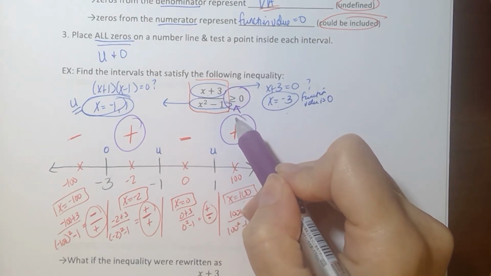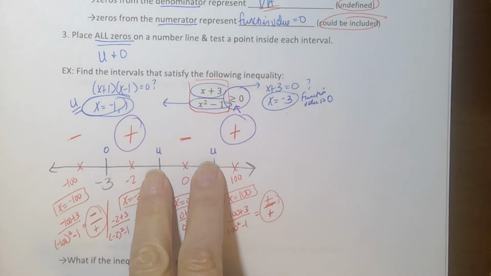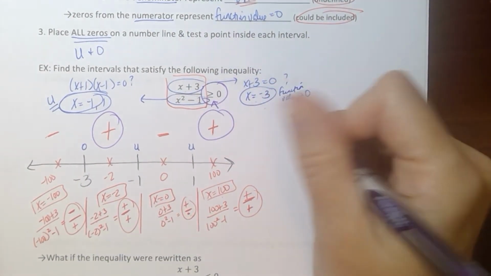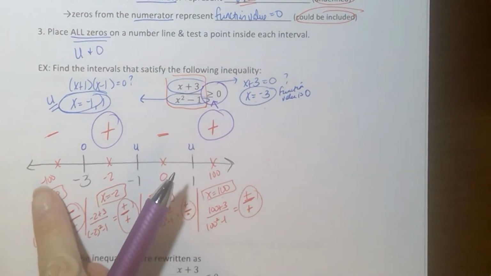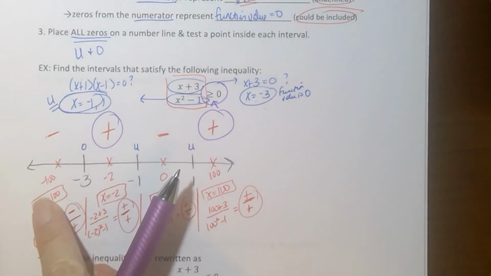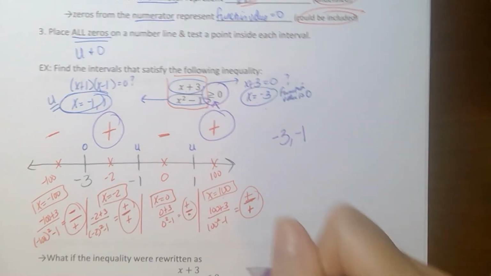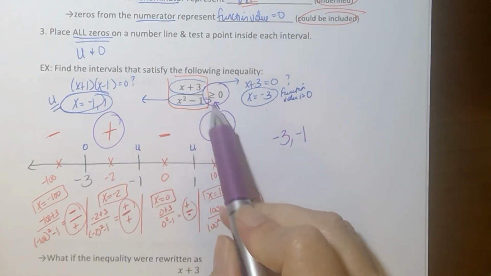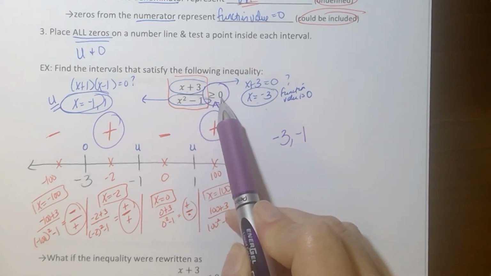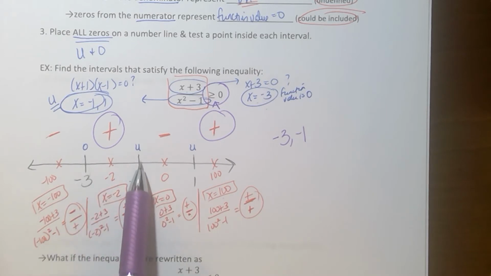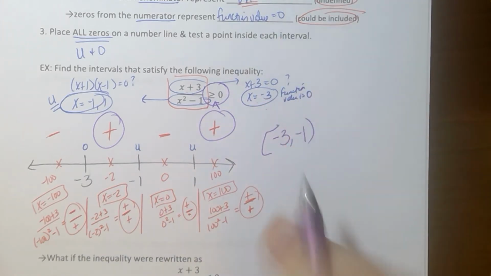I can't include boundary points where the function value is undefined because those represent vertical asymptotes. They are not part of our graph. Okay, so this end is not included. This interval is. So from negative 3 to negative 1, I have function values that are greater than or equal to 0. This boundary is included because it is a true function value of 0. This boundary is not included because this is a place where the function is undefined.